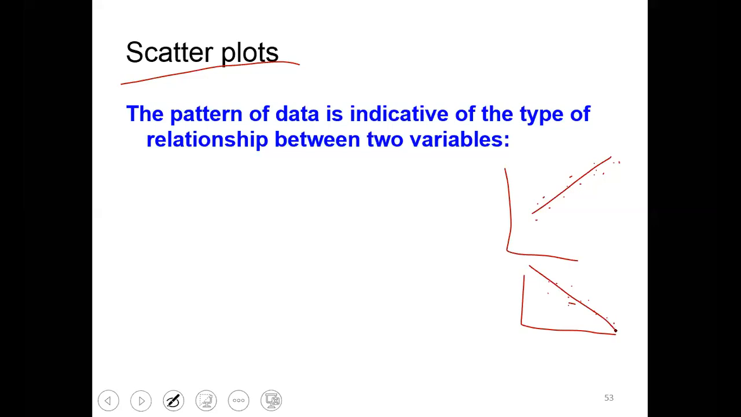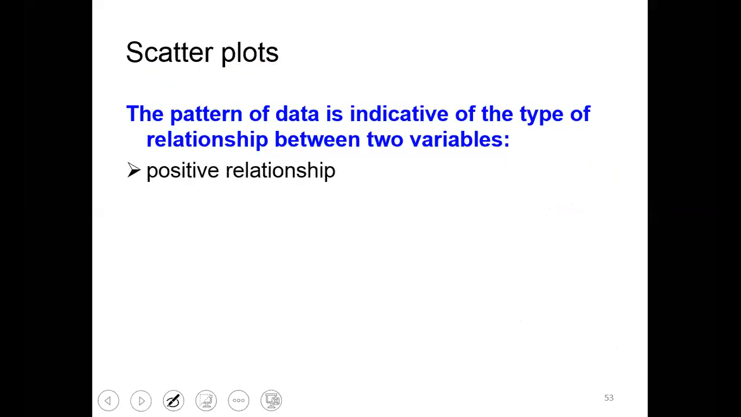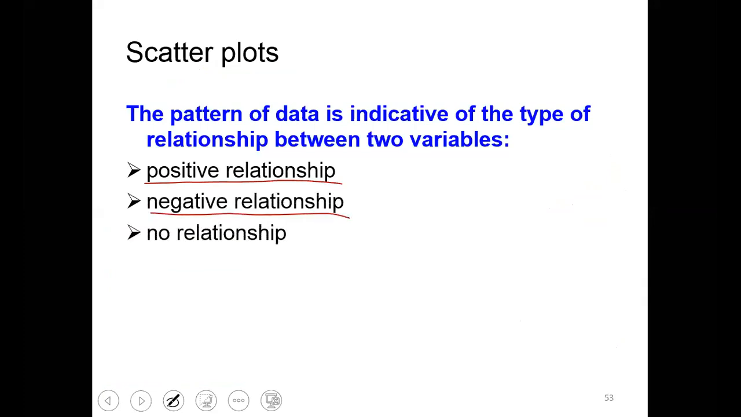So here, when X increases, Y also increases in case 1. In case 2, when X increases, Y decreases. So here the positive relationship, here we call it a negative relationship. Positive and negative relationship, right? So we said positive relationship and also negative relationship, and there are cases of no relationship.